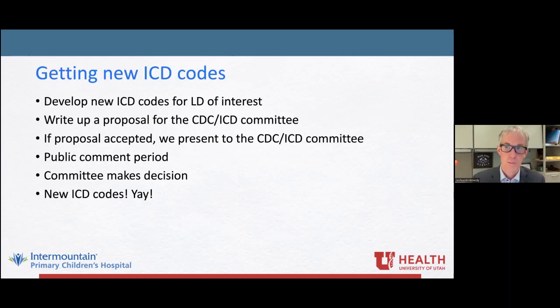So basically the process consists of, you develop these codes, you write up a process for a committee that oversees code development. And then if the proposal in general is accepted, then we would make a verbal presentation like this on Zoom to the committee. There was a period of open or public comment, and then the committee makes a decision, and then you have new ICD codes. So it sounds very straightforward, right?